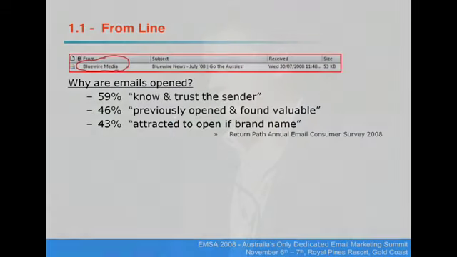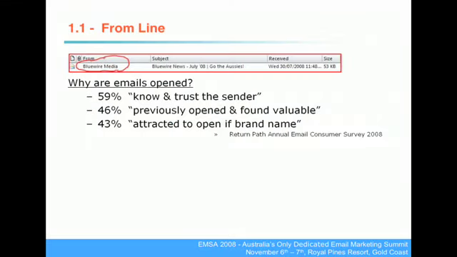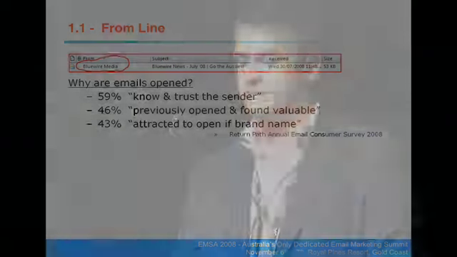All right, so why do people open emails? Statistics show that 59% of people know and trust the sender, 46% of people previously opened the email and found it valuable, and 43% of people are attracted to a clearly stated offer. So the goal is to get the email opened.